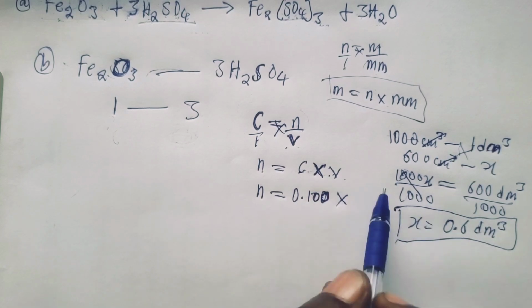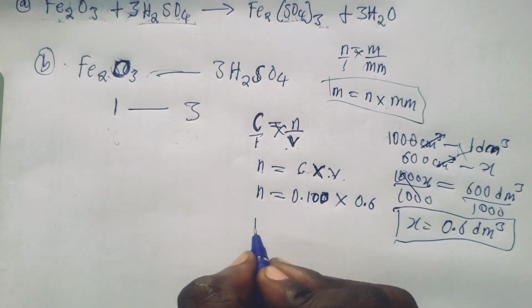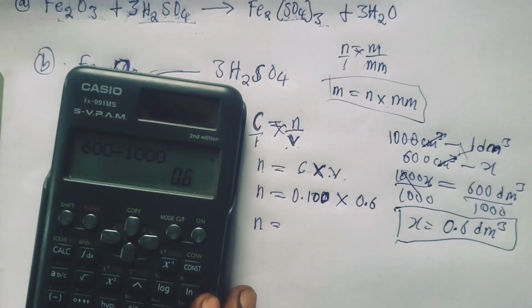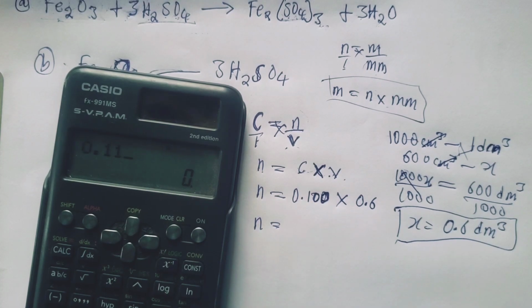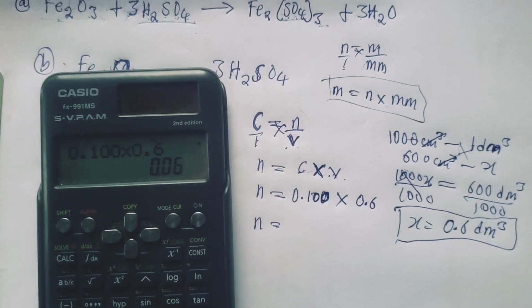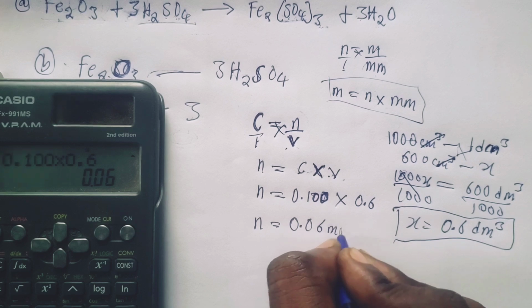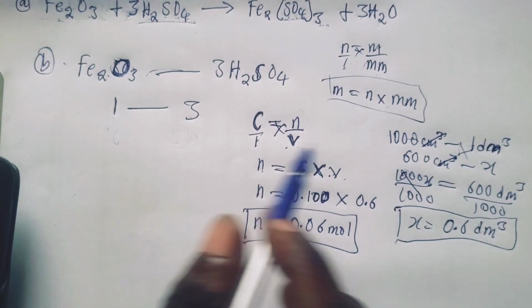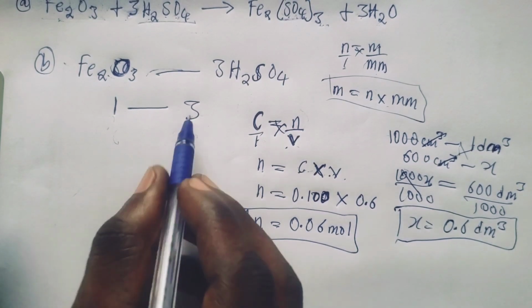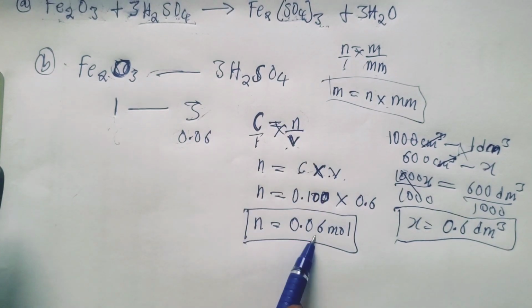So the volume, that 600, we've converted into 0.6 cubic decimeters. So the number of moles is going to be 0.100 multiplied by 0.6. This is 0.06 moles. These are the SI units. This is for sulfuric acid, because all this information was given for sulfuric acid. Sulfuric acid here has 3, so here we are going to put the 0.06 we've calculated.